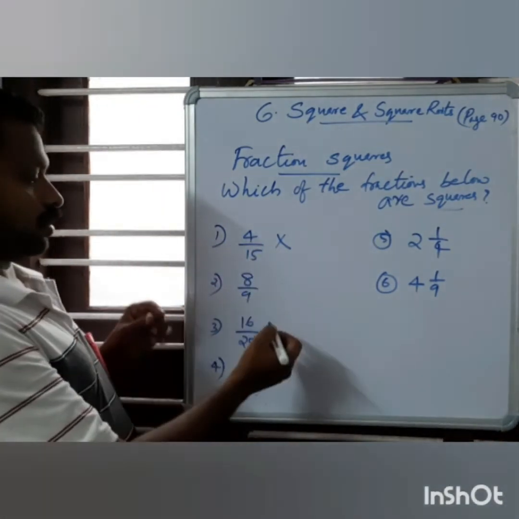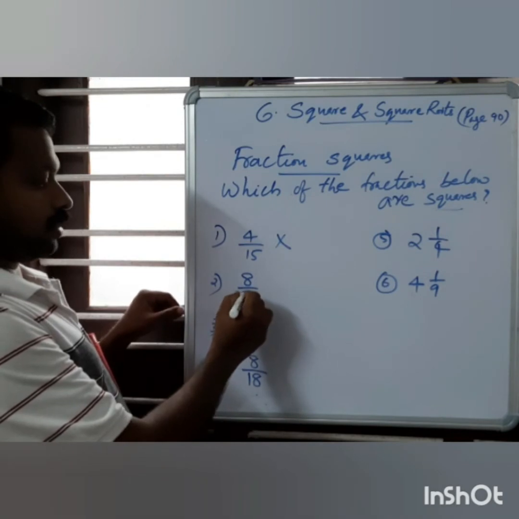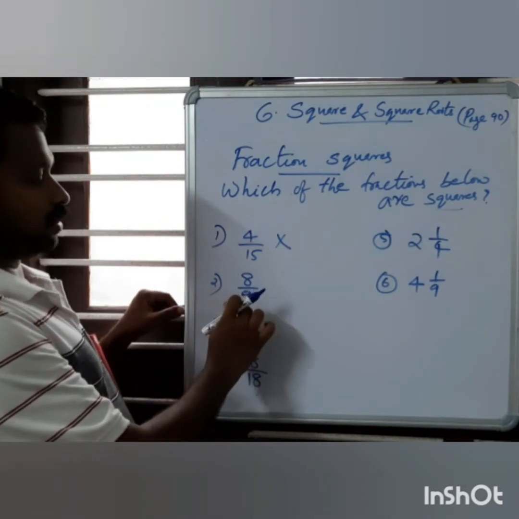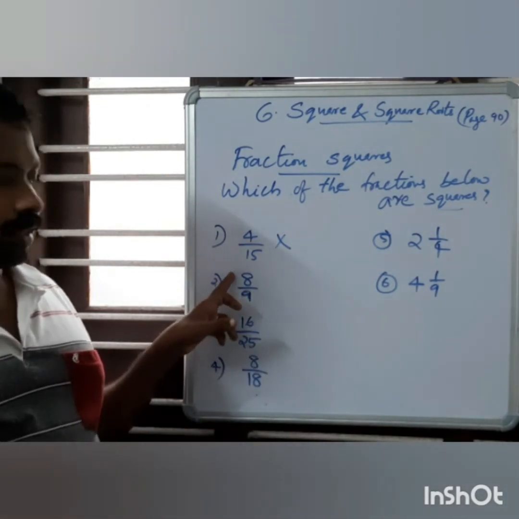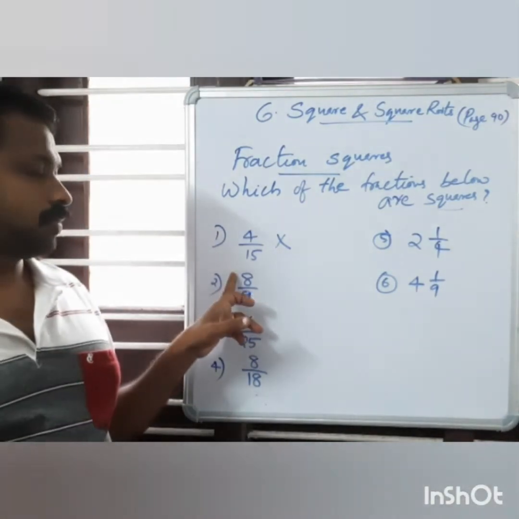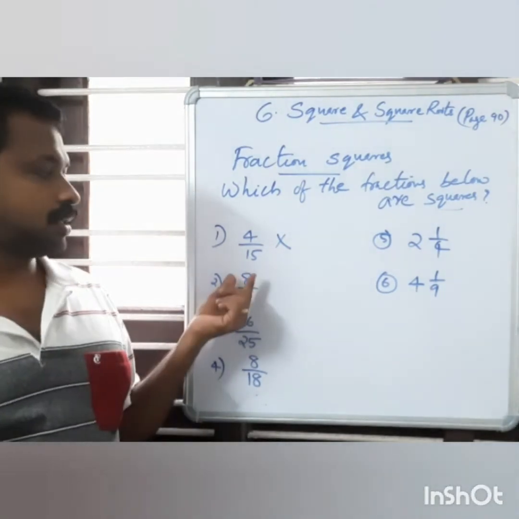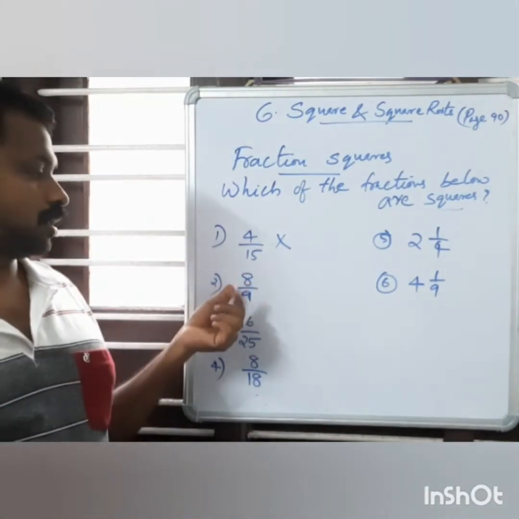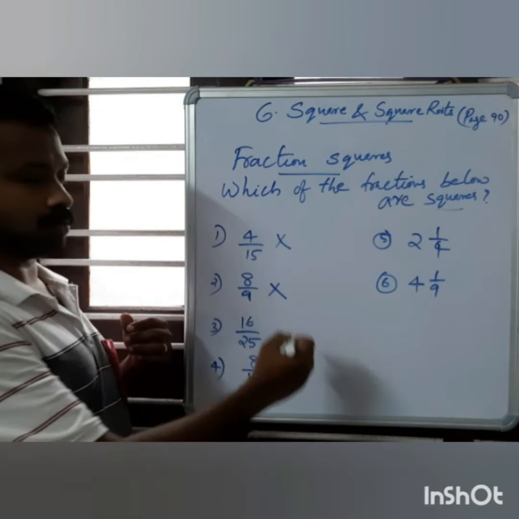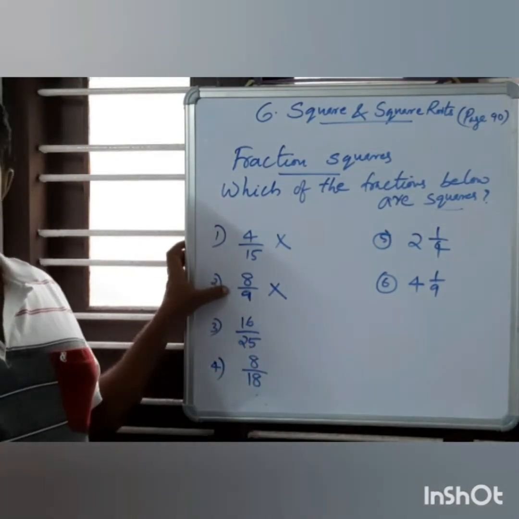Then what about the second one? Here 9, if it is 3 into 3 it is 9, but 8 is not a perfect square. So 8, if we take the square root of 8, we cannot get any number. So that is not a perfect square. So this fraction is also not a perfect square.